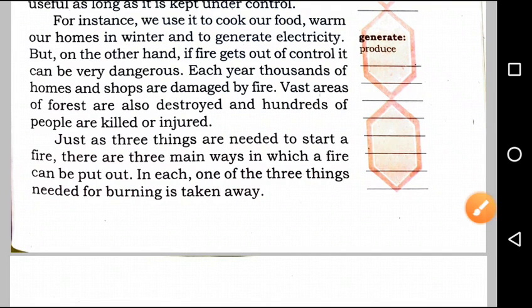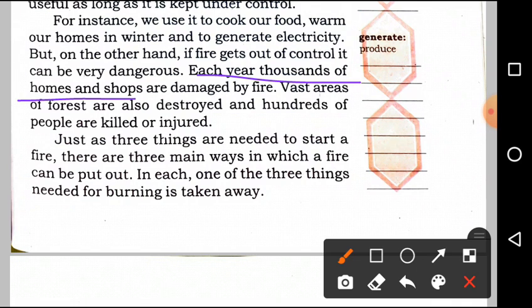Each year, thousands of homes and shops are damaged by fire. Vast areas of forests are also destroyed, and hundreds of people are killed or injured. When it takes control over itself, when the fire turns into a master, then it destroys a lot of property, money, animals, and even the plants.